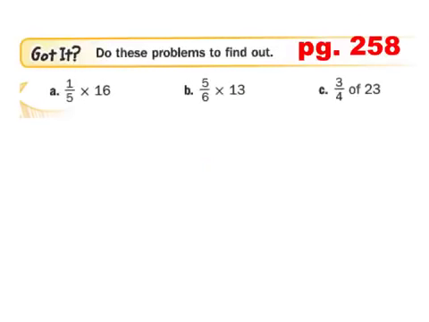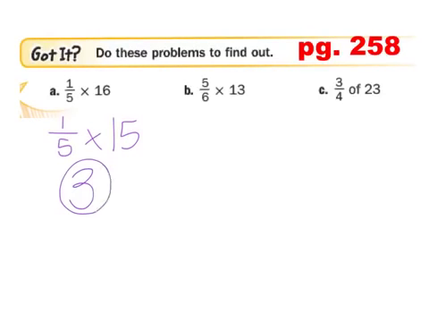I'm going to do one more with you, and then I'll have you do the last two. Got it? So for letter A, it's 1/5 of 16. We're going to have to divide by the denominator of 5. So I need to change 16 to something that will divide by 5. I'm going to find 1/5 times 15. 15 is really close to 16, but it will divide by 5, and 15 divided by 5 is 3.